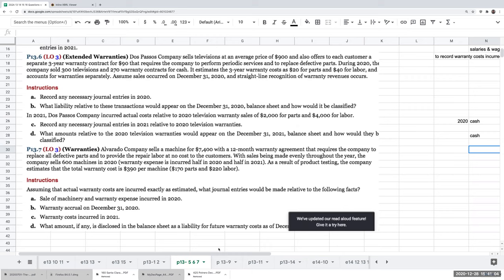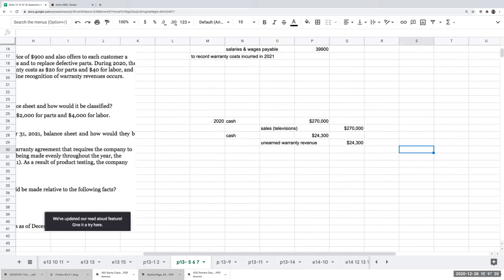What liability from these transactions would appear on the balance sheet and how would it be classified? If we're assuming straight line recognition of the warranty revenues occurs, this is going to be over a 3-year period. So my 2020 current portion is $8,100 a year. And then the non-current portion would be the difference of 24,300 and 8,100.